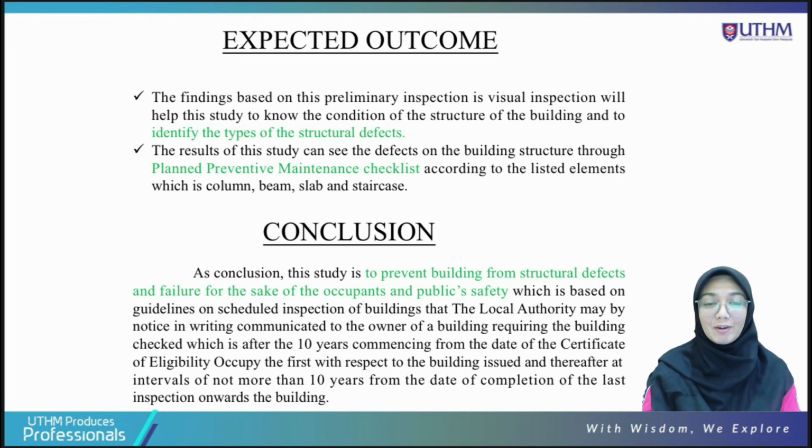For the expected outcome in this study, the findings based on this preliminary inspection is that visual inspection will help the study to know the condition of the structure of the building and to identify the types of the structural defects. Second, the results of this study can show the defects on the building structure through the Planned Preventive Maintenance checklist according to the listed elements, which are column, beam, slab and staircase.